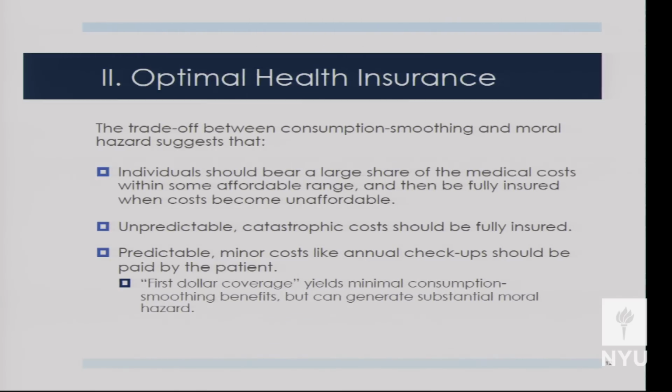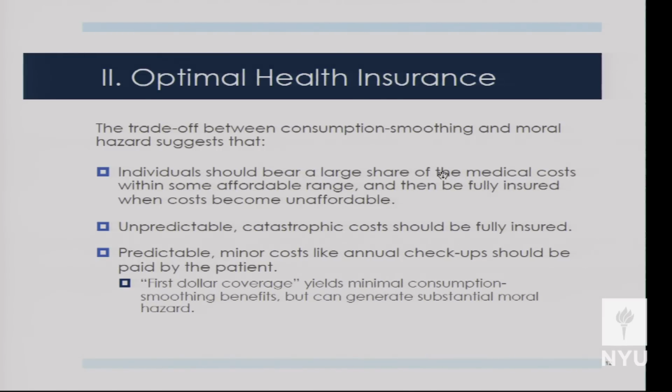We weigh them against each other, and the optimal insurance scheme is going to offer full coverage for really expensive healthcare costs that you can't possibly consumption smooth on your own, right? But not offer as generous coverage for moderate amounts of spending that you can consumption smooth on your own. And the reason it's not going to offer as generous coverage for that initial spending is to reduce the sphere of moral hazard, where moral hazard can be particularly bad.